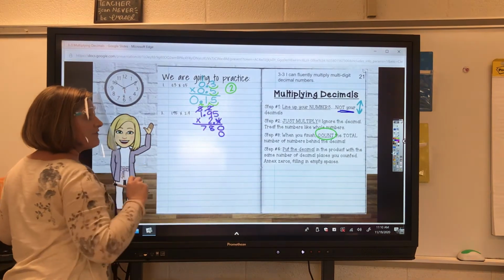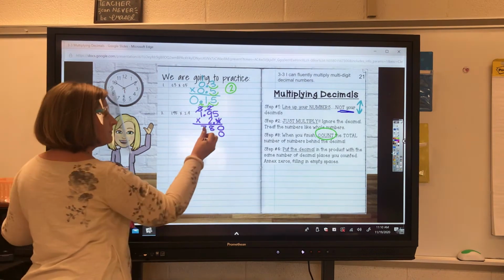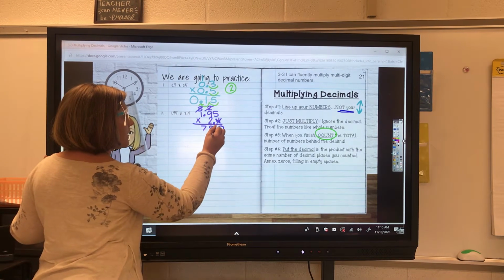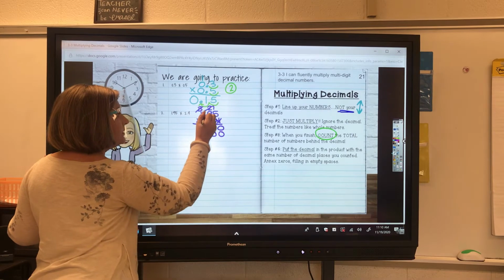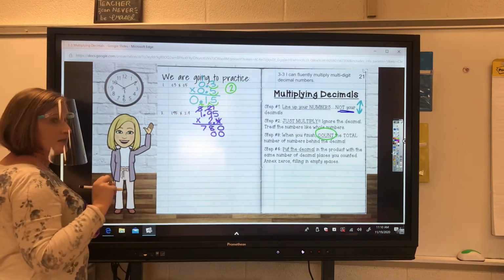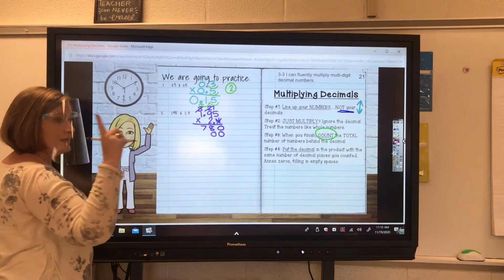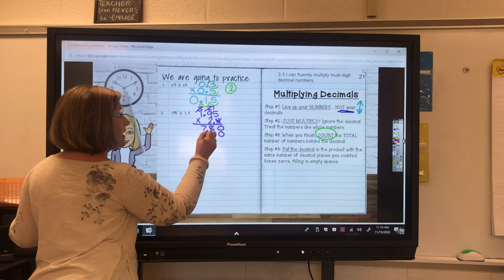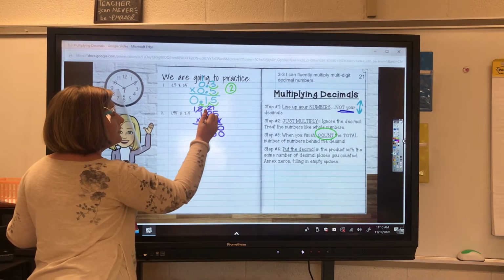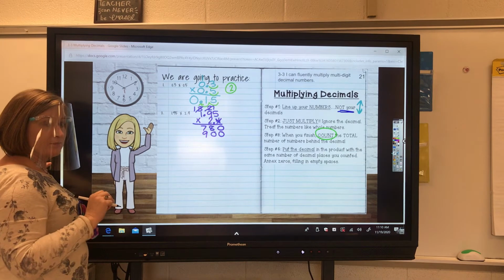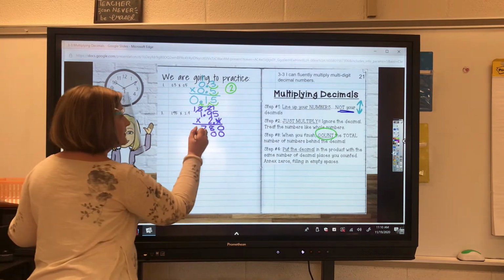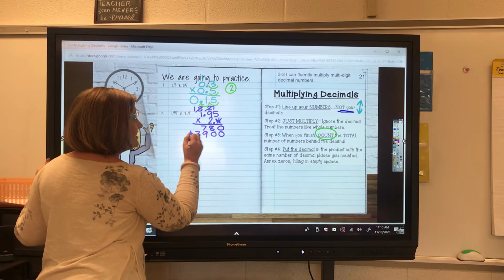2 times 5 is 10. I'm going to write my 0 and carry my 1. 2 times 9 is 18, 19. I'll write my 9, carry my 1. 2 times 1 is 2, plus 1 is 3. Now I'm going to add these numbers.